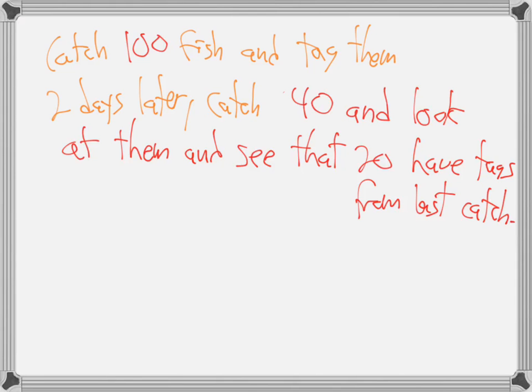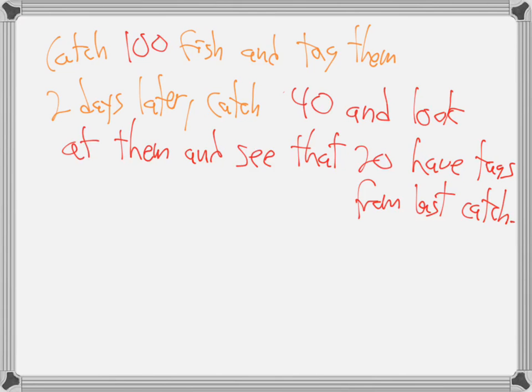So, getting the idea. You catch 100, tag them, let them go. A couple days they all mix around. You catch them again 2 days later, but the second time you catch 40. You pull them up and look them over, and half of them, 20 out of 40, have tags. They're the ones you caught 2 days ago.